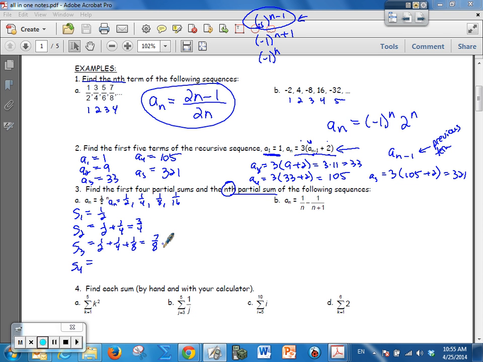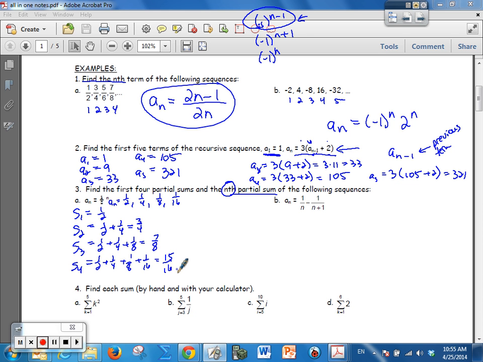And the fourth partial sum, you will probably be able to see ways to work little shortcuts. You don't have to write it all out every time, but I want you to be sure you understand what I'm doing. So I have 1/2 plus 1/4 plus 1/8 plus 1/16, and that gives me 15/16.